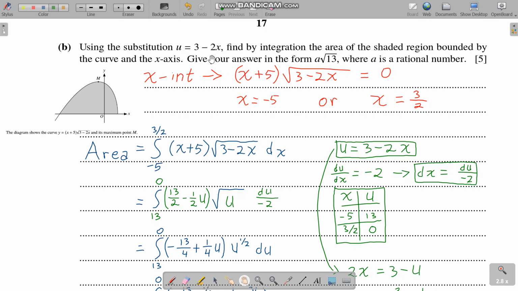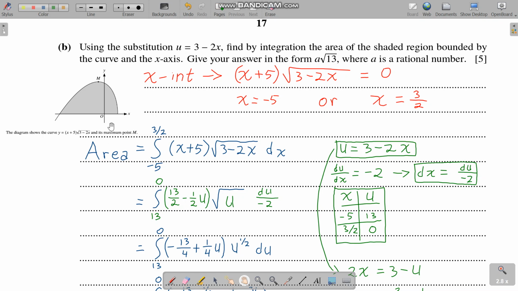Using the substitution, find the area bounded by the curve and the x-axis, so the shaded part, in the form a root 13, a rational, 5 marks. So this is part A of the question. So this is the curve equation y equals x plus 5 times root 3 minus 2x.